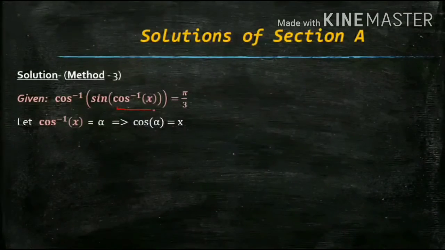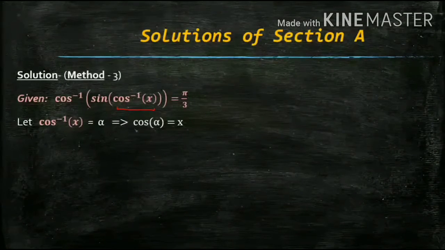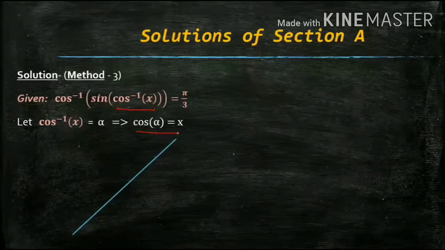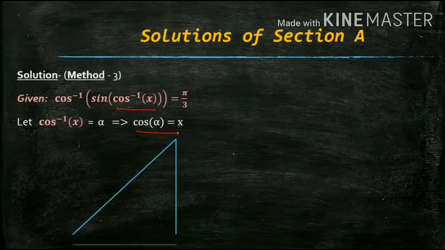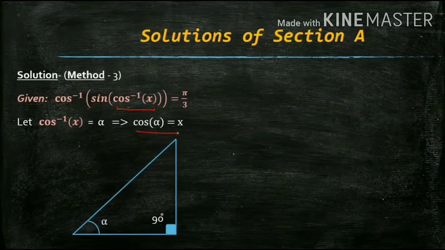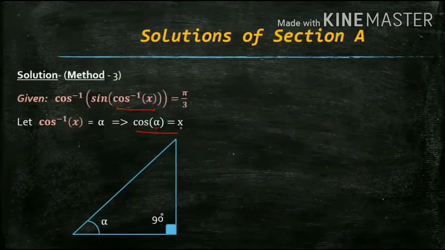You can take cos inverse x as alpha. So cos of alpha would be x. Now, this is the first thing that I have told you about how to do these types of questions. Make a right angle triangle, right? Take that angle as alpha, whichever you are taking. Now you have cos alpha as x.